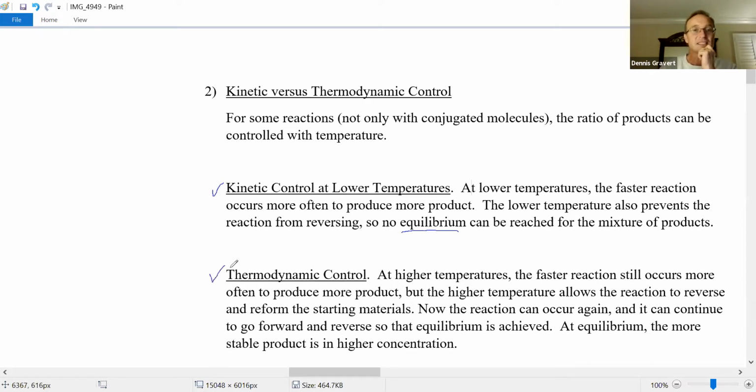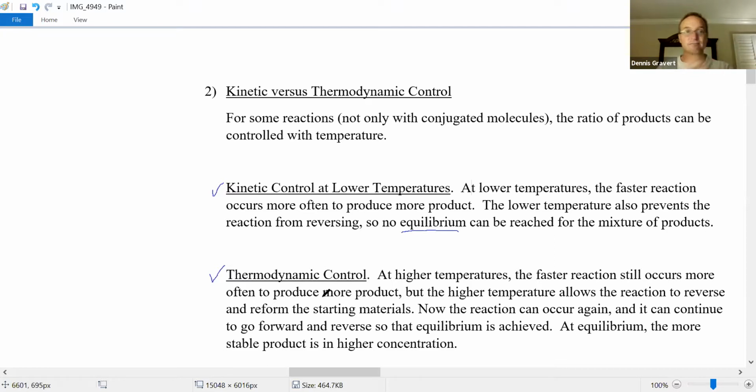But if you increase the temperature, now you get thermodynamic control. At higher temperatures, the fast reaction still happens because it's a faster rate, but the higher temperature allows the reaction to go backwards and reform the starting material. And then it can go forward again and go backward again. It sets up equilibrium, and now thermodynamics takes control. Nature's going to prefer to make the more stable product.